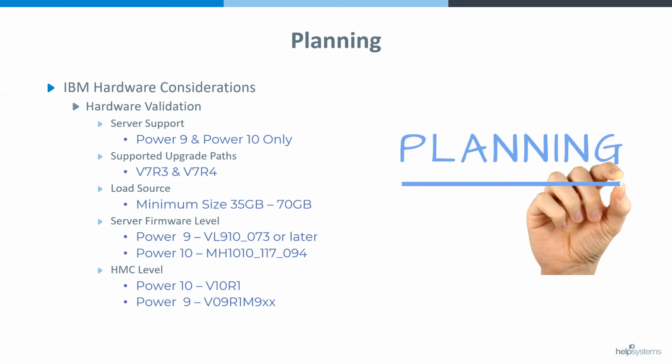From a server firmware level or the hypervisor level, if you're on Power 9, need to be at VL910_073 or newer. And Power 10, it's MH1010_117_094 or newer. And from an HMC level, Power 9 requires you to be at version 9, release 1. And Power 10 actually requires you to be at the newer version of the HMC code, and that would be version 10, release 1.